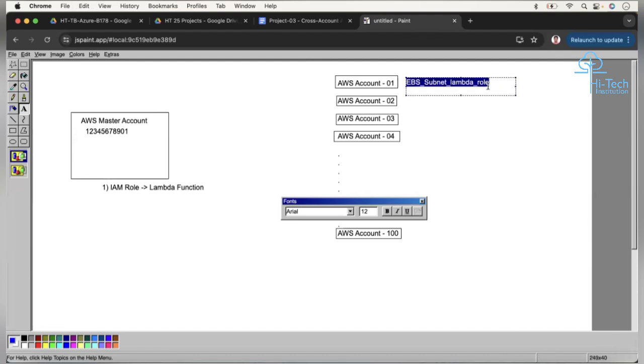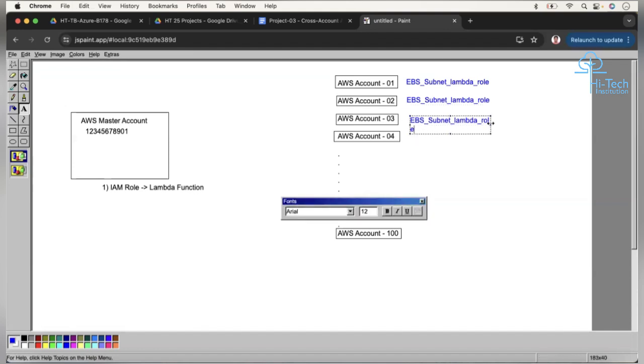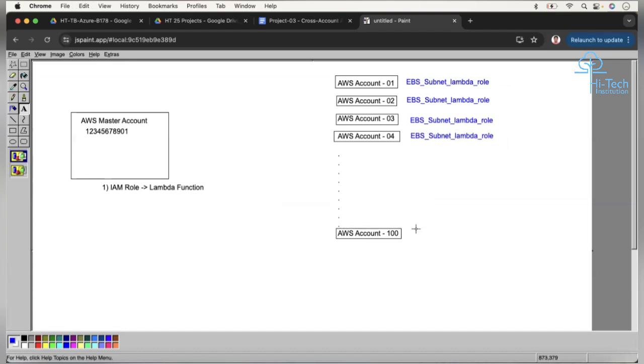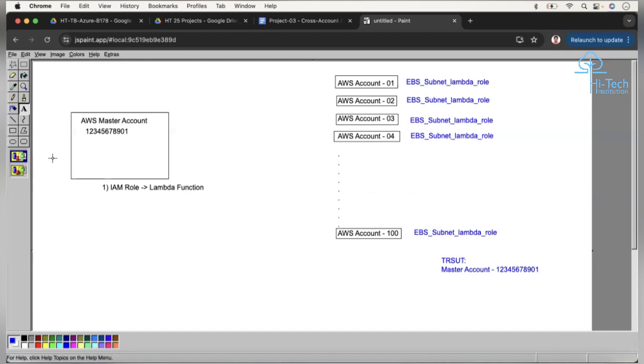In each and every account, I need to create an individual role. I go to the IAM service and create the same role across all these accounts. When you create a role, there is something called a trust. You need to enable the role trust with this particular master account ID, 1, 2, 3, 4, 5, 6, 7, 8, 9, 10. Something like that. You need to enable the trust with this particular account.